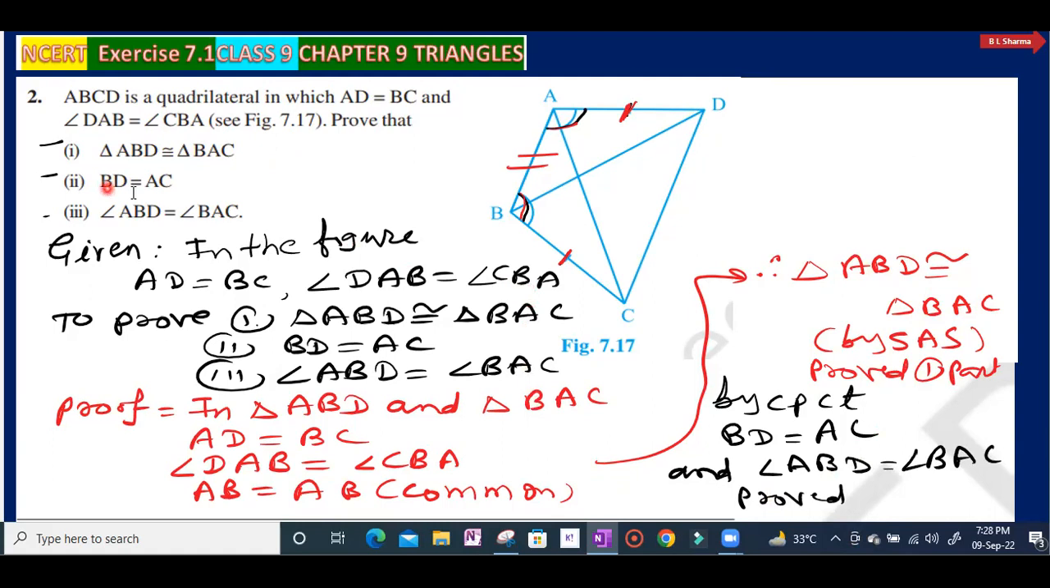We have proved BD is equal to AC. We also have proved angle ABD is equal to angle BAC. Angle ABD is equal to angle BAC by CPCT, because we already have proved that the two triangles ABD and BAC are congruent to each other. So that's all for this question number 2.